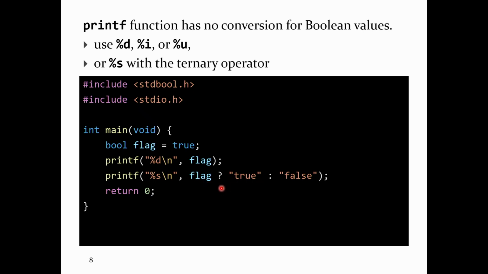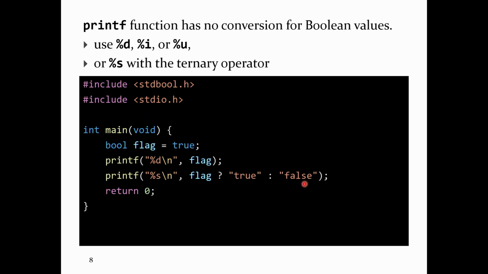The ternary operator is made up of a question mark and a colon. The way you read this is, if flag is true, then return the value true. Otherwise, return the value false. So this is like a short if statement: if flag, then true, else false. The result being returned by the ternary statement is the string true or the string false. If flag is true, you get the string true. Otherwise, you get the string false.